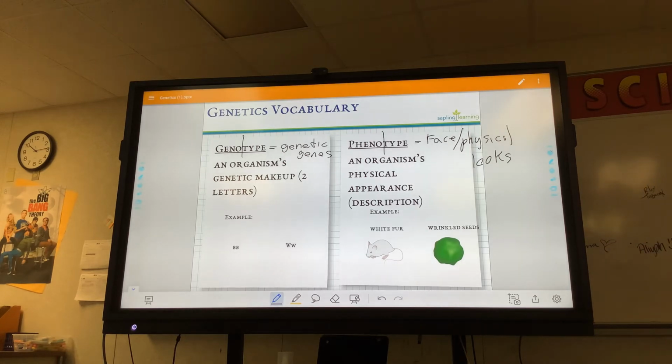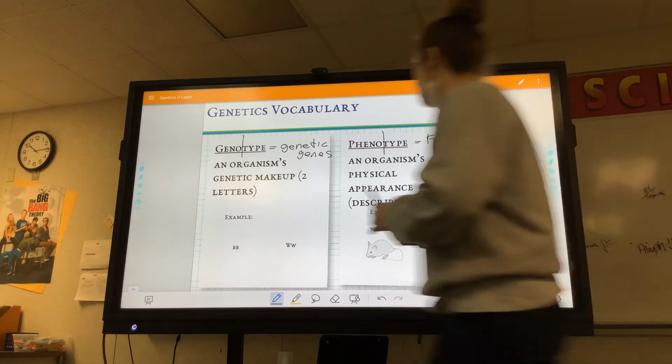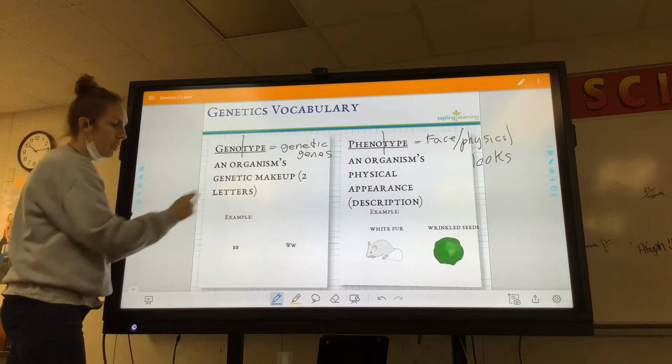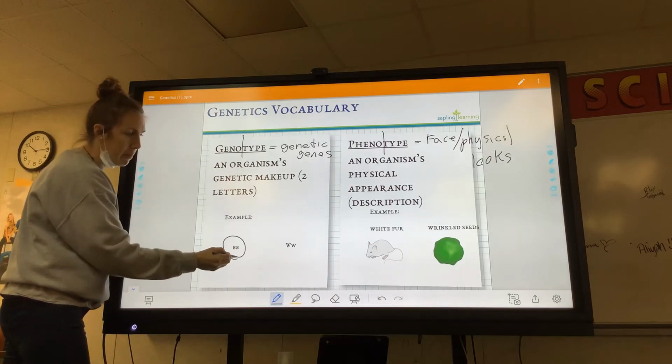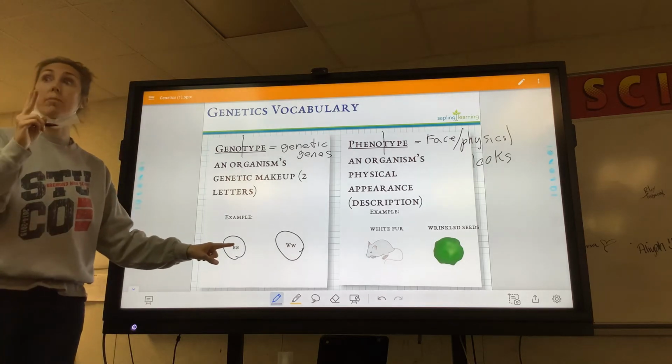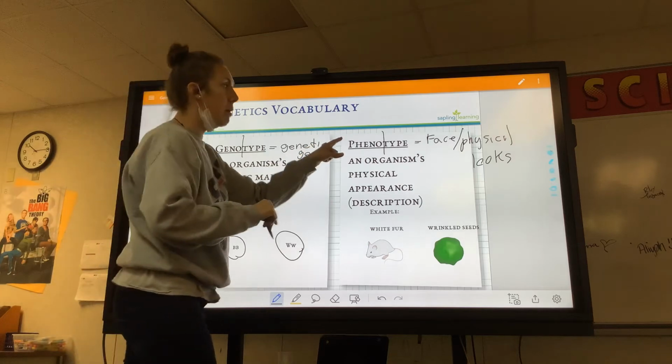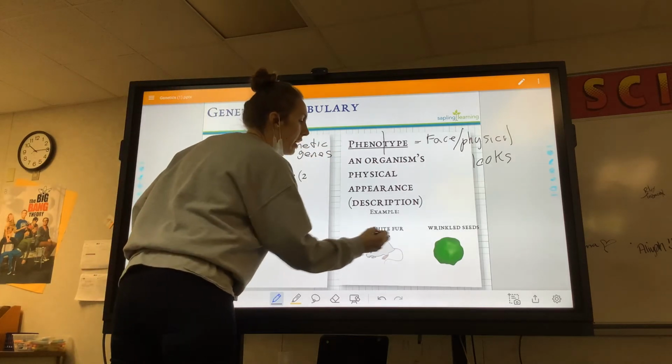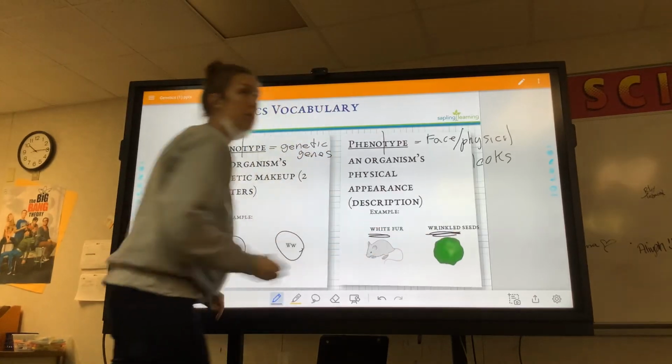So for example, Anna, your genotype for hair color may be little b, little b. You see how I'm talking genetic lingo? Or I might even say homozygous recessive. But her phenotype, what she looks like, is, what would you say, red hair? Okay, so look up here. If I'm asking for a genotype, I want you to tell me big B, big B, big W, little w. I want you to tell me the genes, because remember, everybody has 2 genes for a trait. Phenotype, I want you to describe it to me. White fur, wrinkled seeds, okay?